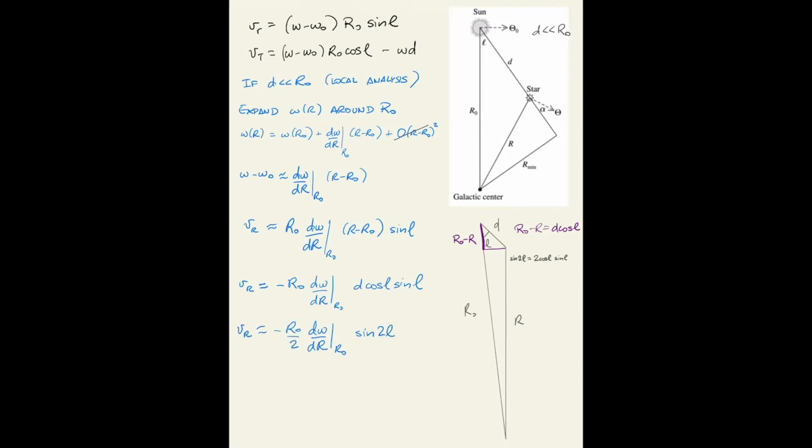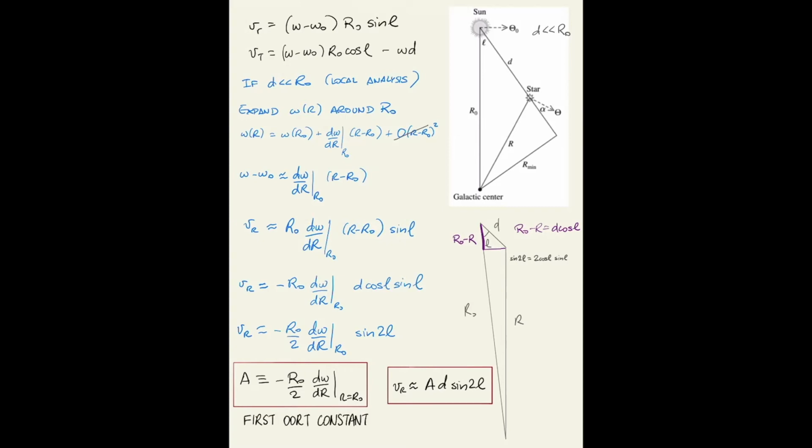So now we can define a constant A that is equal to minus R0 over 2 times d omega dr measured at R0. And with this substitution, the radial velocity is A d times the sine of twice the galactic longitude. This A is the first Oort constant, and is a measurement of the shear, the d omega dr. That is, it's the degree to which the disk of our galaxy does not rotate like a rigid body.